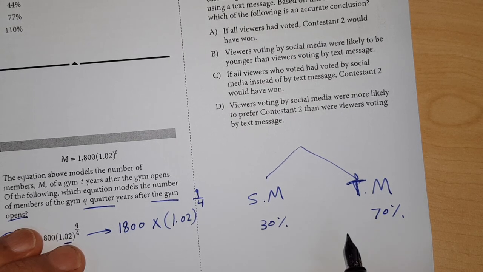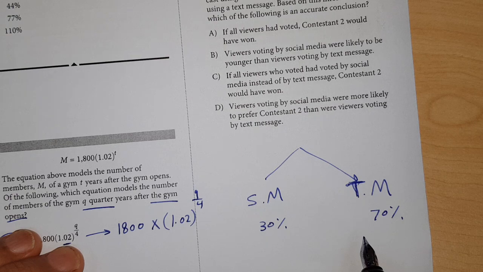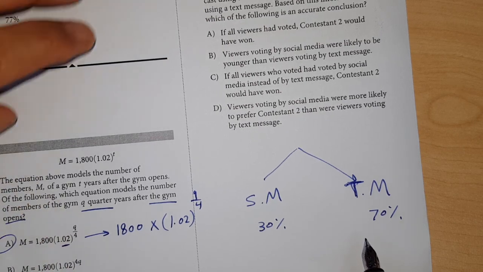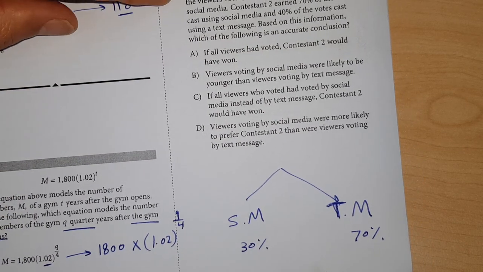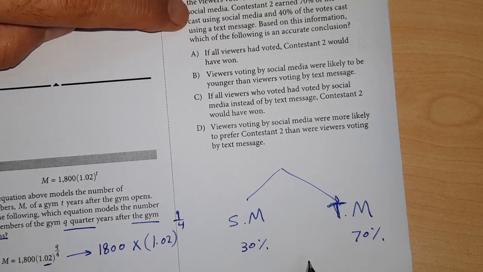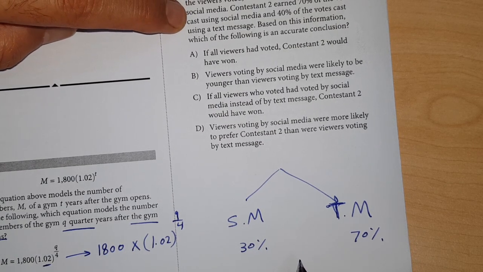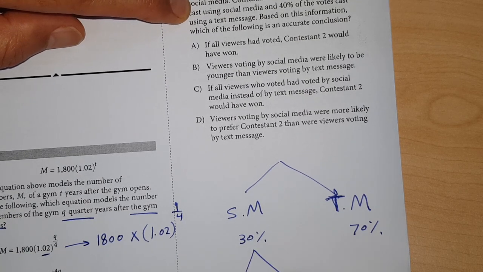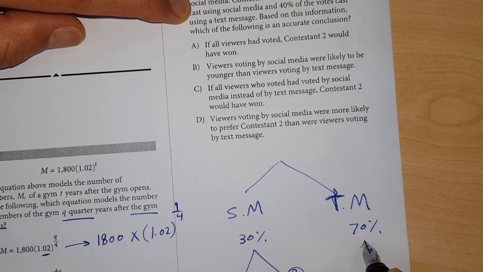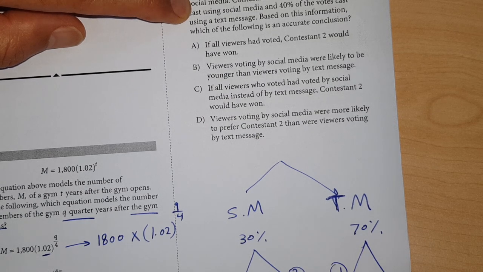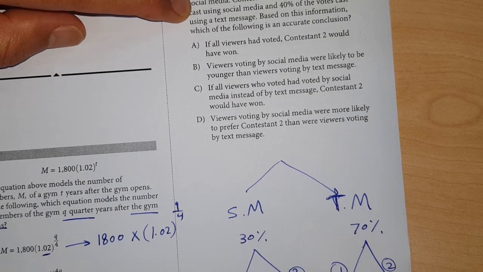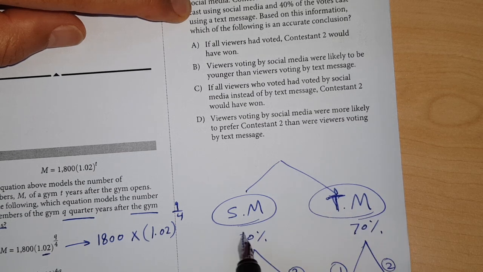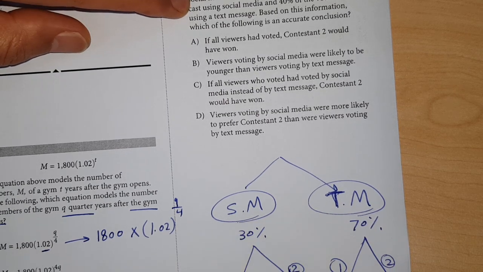Thirty percent of votes were cast on social media. Contestant 2 earns 70% of the votes cast using social media. So I have two contestants, 1 and 2, and also here, 1 and 2. Each of them will receive some supporters or fans from each system, text message or social media.